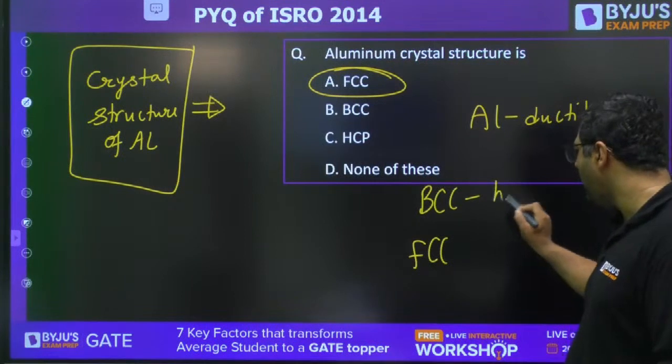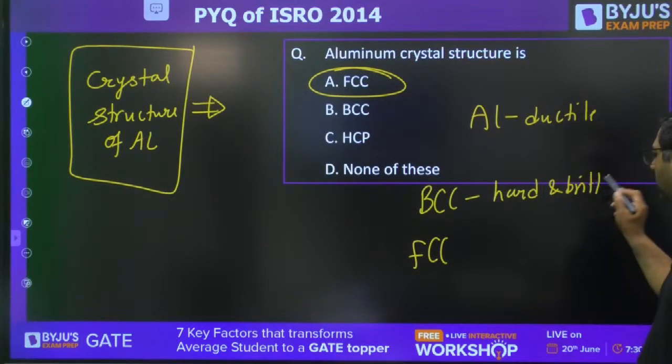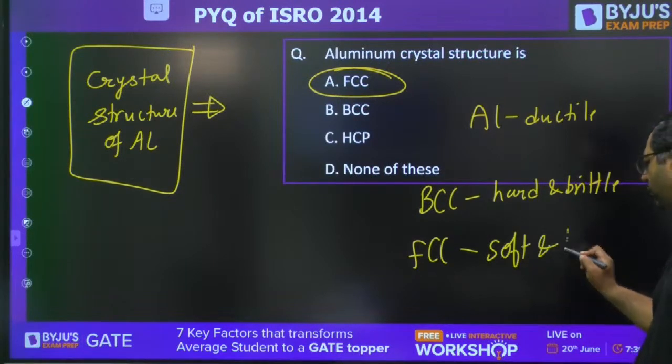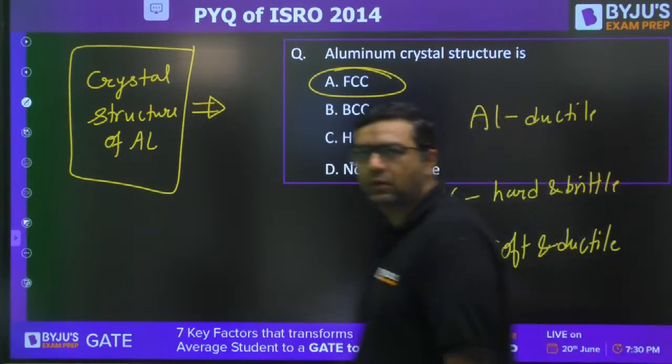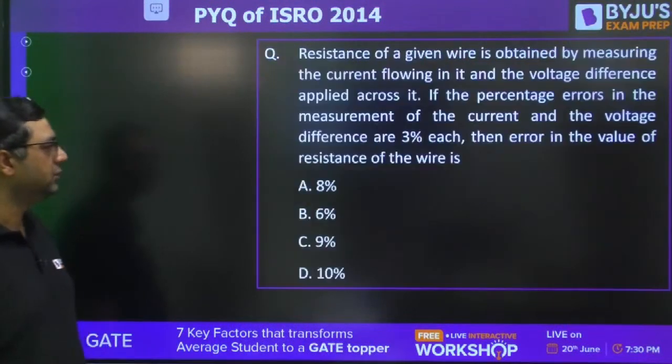BCC are hard and brittle. FCC are soft and ductile. Okay. Is it clear?